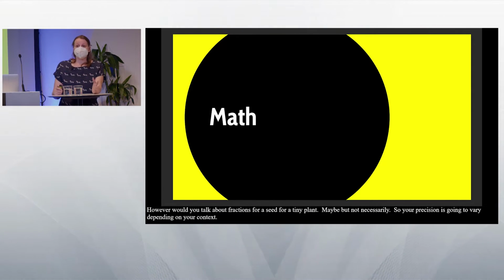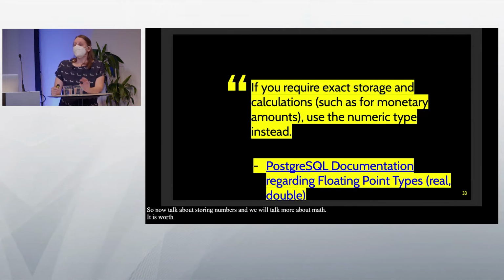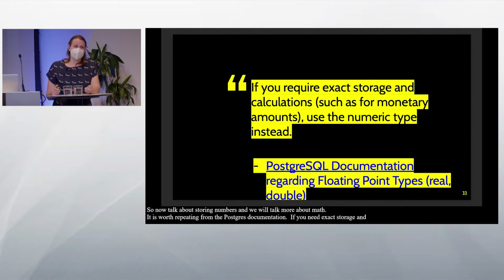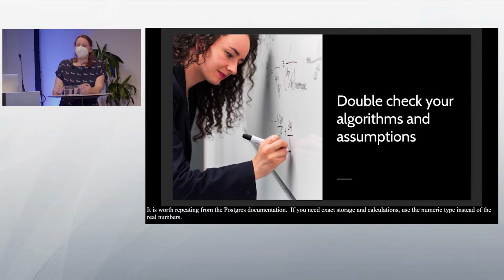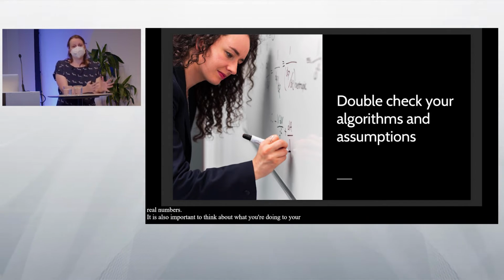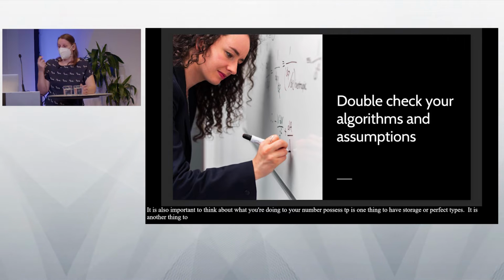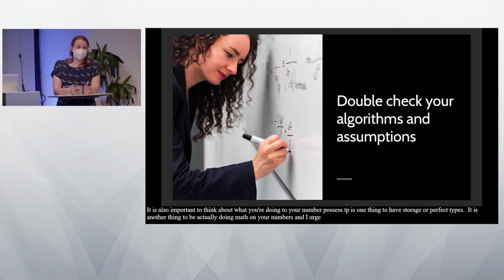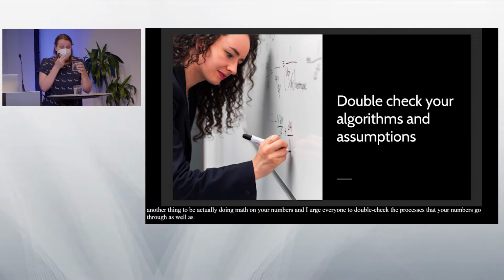So now that we've talked a little bit about storing numbers, we're going to talk a little bit more about math. It's worth repeating from the Postgres documentation: if you need exact storage and calculations, use the numeric type instead of the real numbers. It's also important to think about what you're doing to your numbers. It's one thing to have stored your perfect types. It's another thing to be actually doing math on your numbers. And I urge everyone to double check the processes that your numbers go through, as well as the arithmetic and other mathematical procedures that you do with your data.